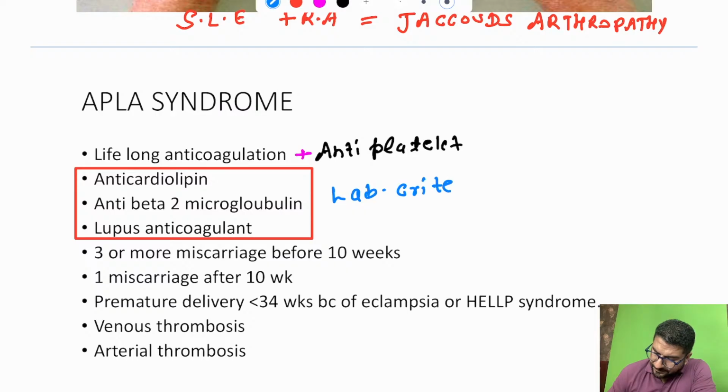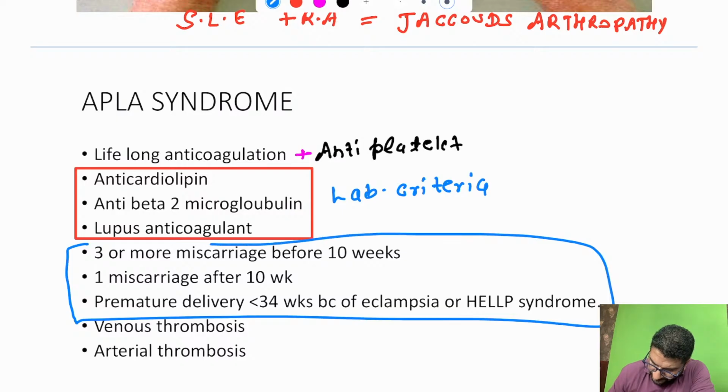This is the lab criteria, meaning we need any one of these antibodies. Then the patient will have 3 or more miscarriages before 10 weeks, or 1 after 10 weeks, and we have to do premature delivery of the fetus because of HELLP syndrome or eclampsia or any reason. किसी भी रीज़न से आपको बच्चे की डिलीवरी पहले करनी पड़ रही है because of maternal and fetal well-being. So this is what we call obstetrical criteria.